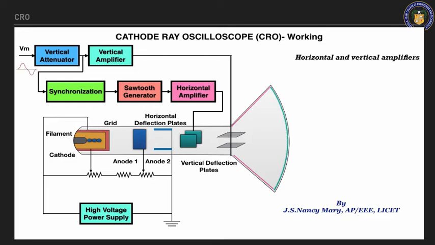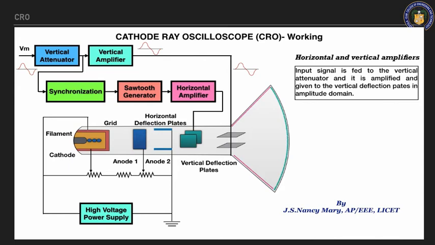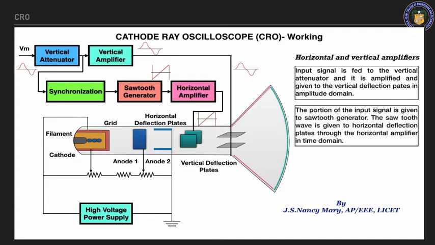So the sine wave is given to the vertical attenuator, which is given to your amplifier, and in turn it is given to the deflection plate. So from the vertical attenuator, it goes to the deflection plate through the vertical amplifier. That is what I have given here. And then after that, the sine wave is given to the synchronization, and then the sawtooth generator will convert the sine wave into a sawtooth wave. Then it is given to the horizontal plate to have it in the time domain. So vertical for the amplitude and horizontal deflection plate for the time.